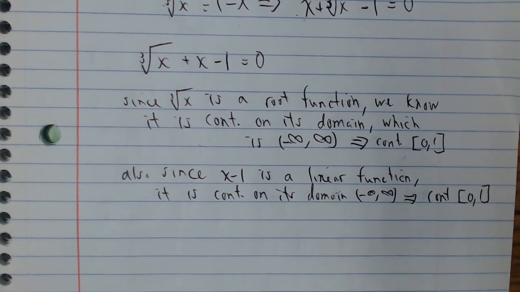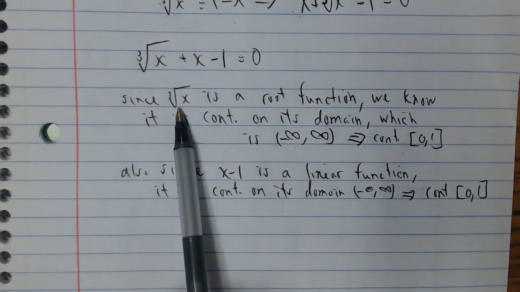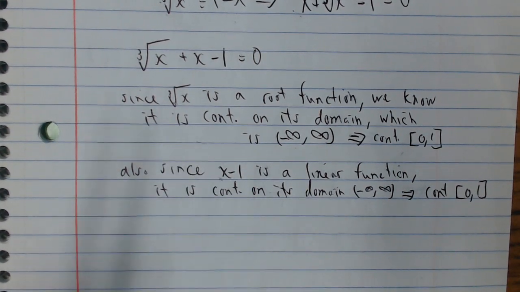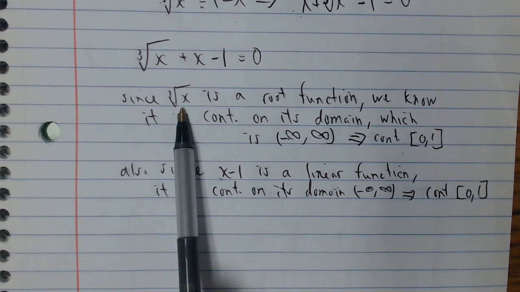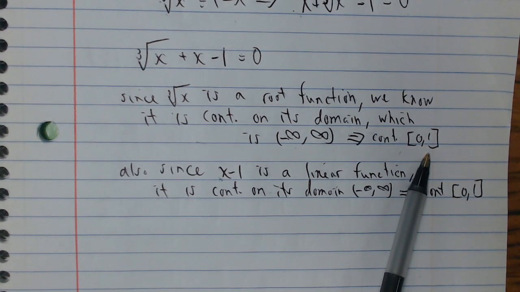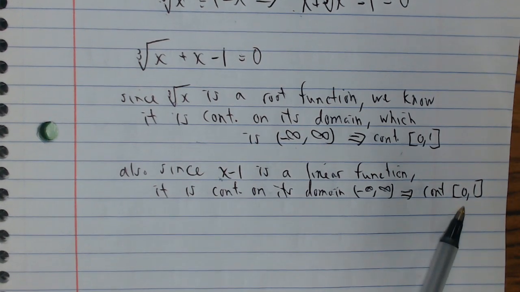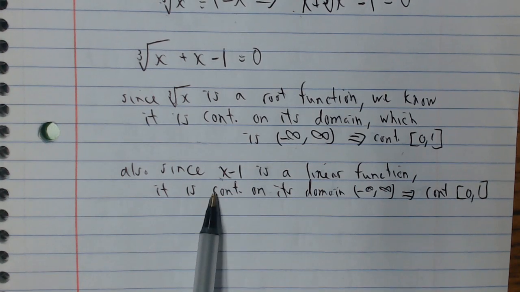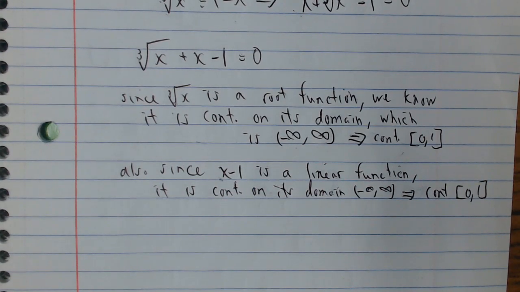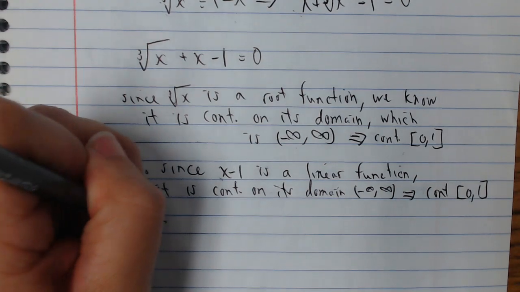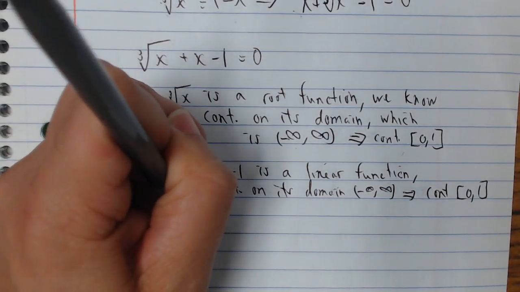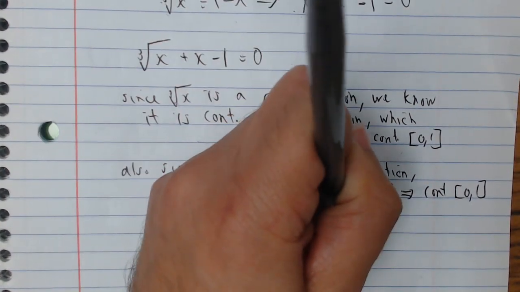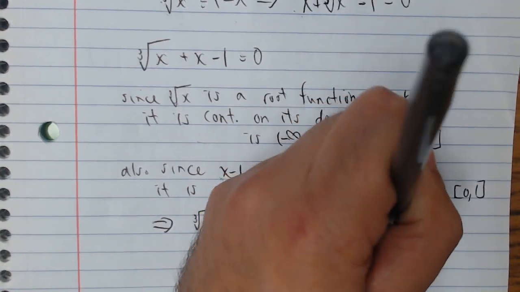Okay, now here comes the second part of the theorem. If you remember, we had a theorem that said, if f is continuous at a and g is continuous at a, then their sum is also continuous at a. So look at what's happening here. If cube root of x is continuous on the closed interval from 0 to 1, and x minus 1 is continuous on the closed interval from 0 to 1, then cube root of x plus x minus 1 is continuous on the closed interval from 0 to 1. So we could say this implies that the cube root of x plus x minus 1 is continuous on the closed interval from 0 to 1.